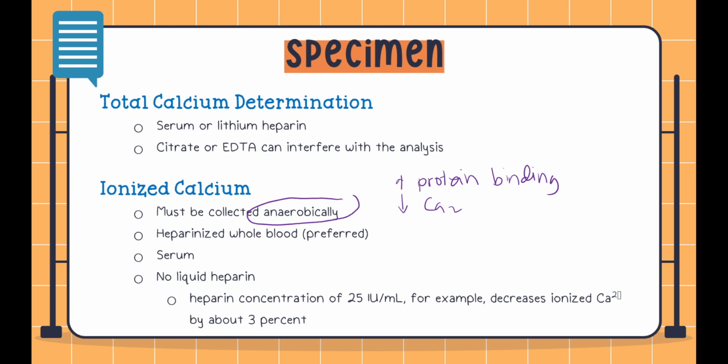It would be best to use an evacuated tube system. It is a closed system, so it is less likely to be contaminated with oxygen. The preferred sample for ionized calcium would be heparinized whole blood. But if we do not have heparinized whole blood, then a serum sample is still acceptable. Just make sure not to use a liquid heparin, since a heparin concentration of 25 IU per mL decreases ionized calcium by about 3%. And 3% is already a very big number.